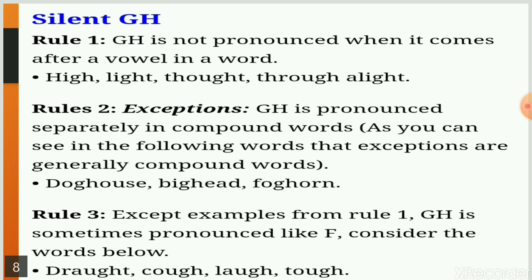See here, D-R-A-U-G-H-T. People usually say drought, but that is not the suitable word. Actually, D-R-O-U-G-H-T, that is the perfect word for drought. But if it is A-U-G-H-T, the pronunciation will be F. So the correct pronunciation is draft, cough, laugh, and tough. Again, I am repeating the words: draft, cough, laugh, and tough.